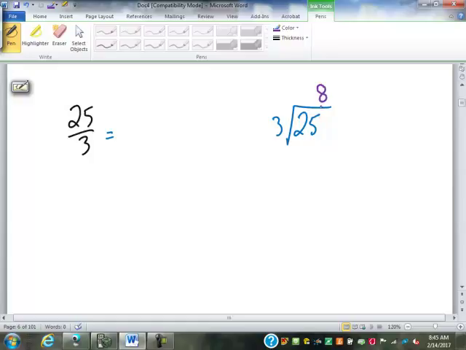Goes in there 8 times, right? 8 times 3 is 24. How many's left over? 1. Perfect. 8 1/3.